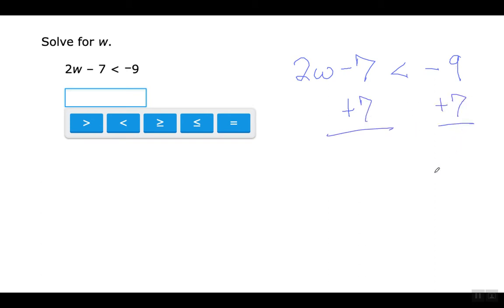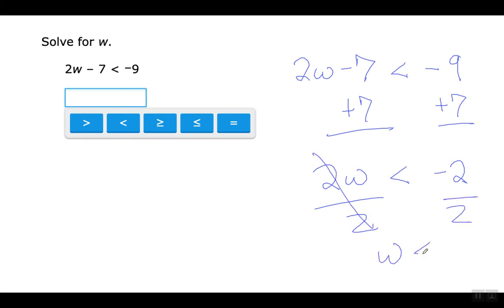That'll give me negative 2, because negative 9 plus 7 is negative 2. And I got 2w on this side. Now I'm going to divide both sides by 2 to get rid of the 2 from here. So w is going to be less than a negative divided by a positive equals a negative, and 2 divided by 2 equals 1. So w is less than negative 1.